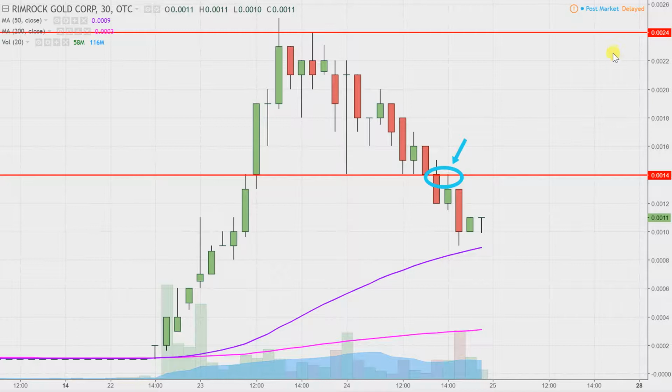The overall level still remains up there at 0024, but there's no point in talking about that one any further, given that the price still has to get up above 0014 first.